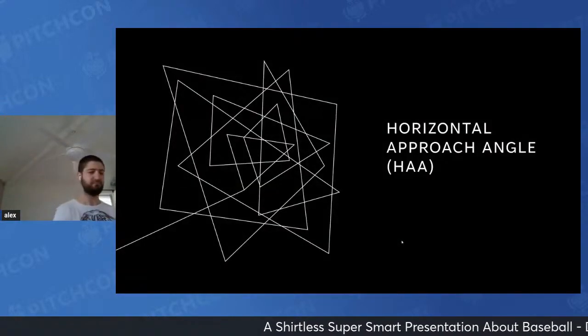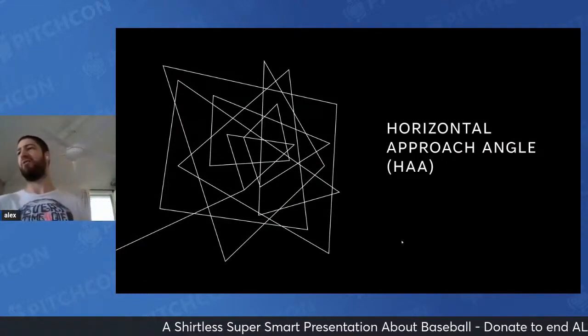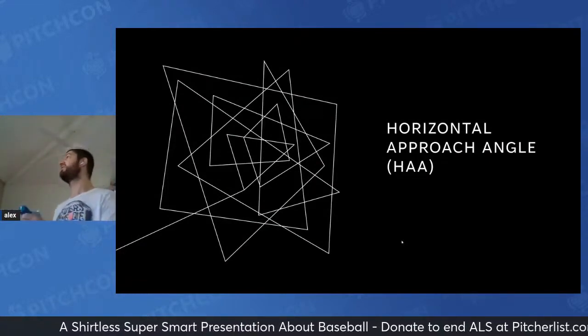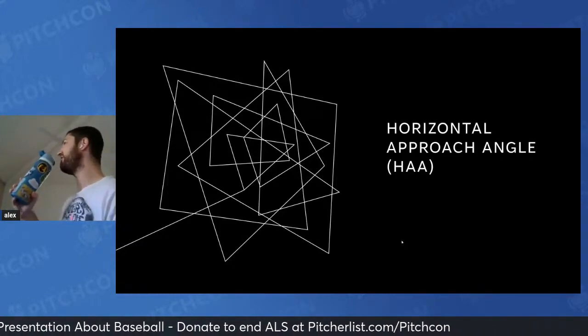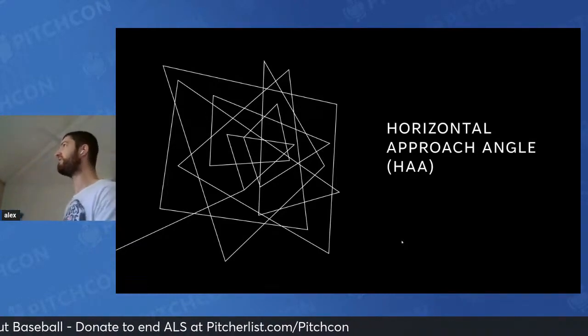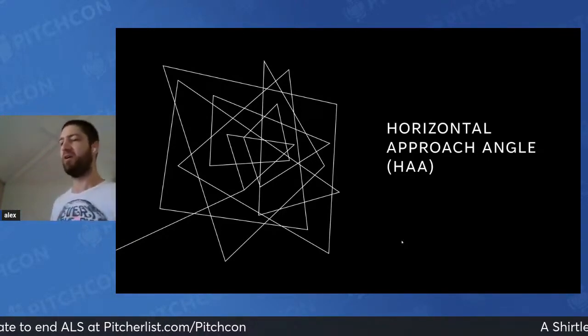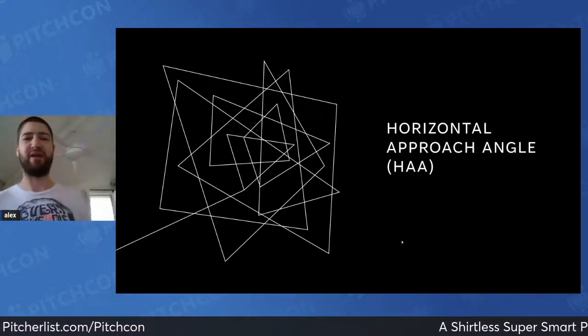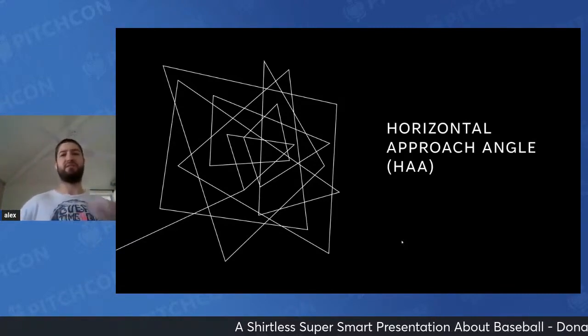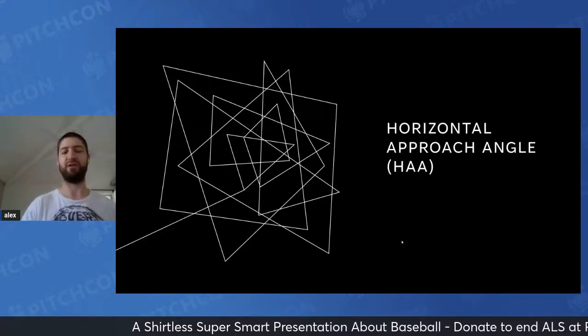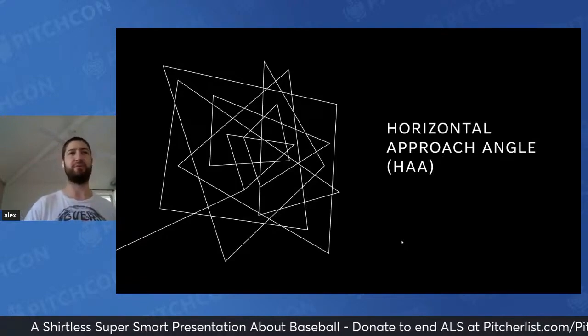Horizontal approach angle. Oh, my throat. I talk like my job. I work like 8 hours a day, 5 days a week. I'm on like one call a week. I'm at home by myself all day with cats. I'm almost never talking. I've already talked more today in the last 30 minutes than I have probably all week. So forgive me as I lubricate my throat here.